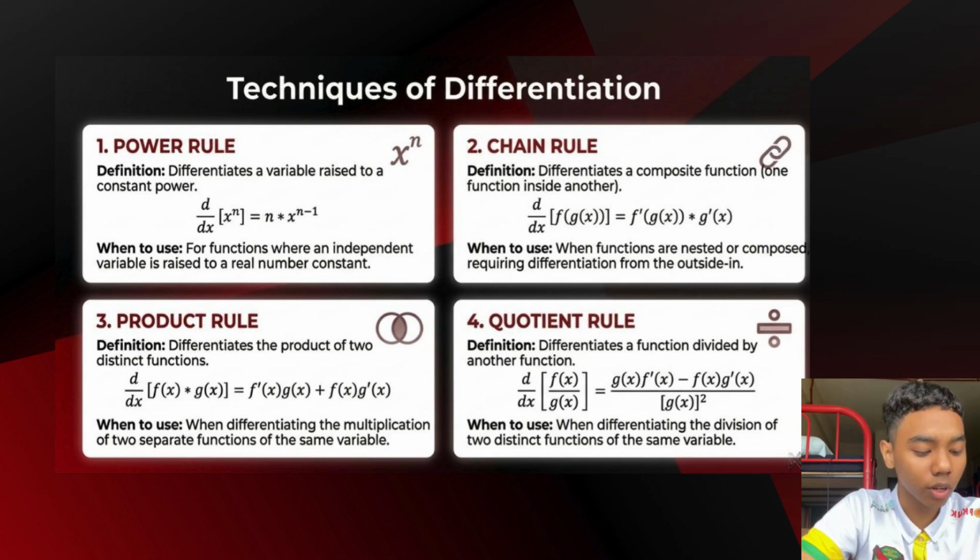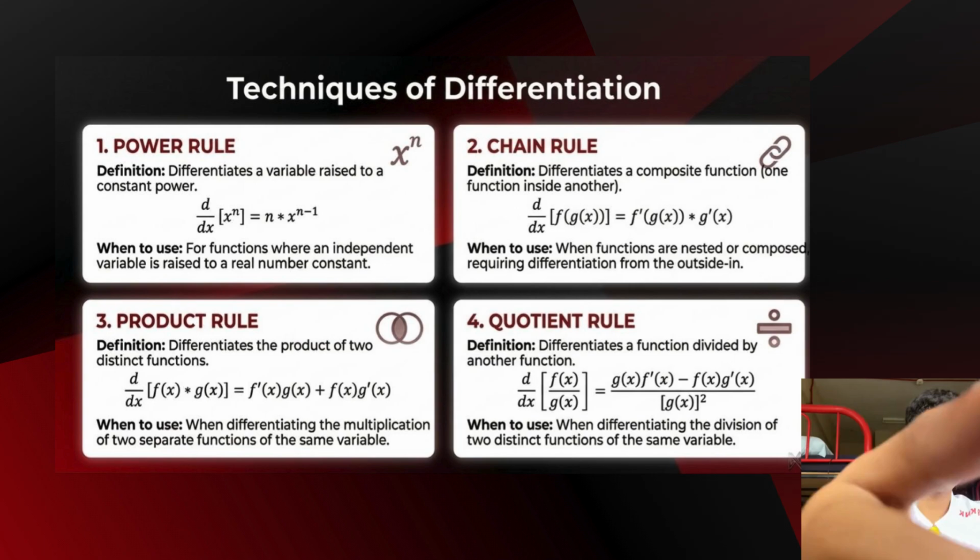So the third one is the quotient rule. If y equals f of x equals u of x over v of x, where u of x and v of x are differentiable at x and v of x is not equal to 0, then f prime of x equals v of x u prime of x minus u of x v prime of x over v of x squared, or we can use dy over dx equals v u prime minus u v prime over v squared. So that's for the quotient rule.